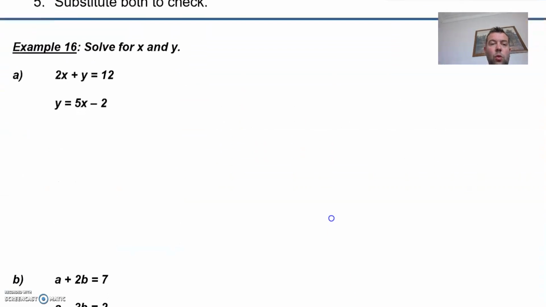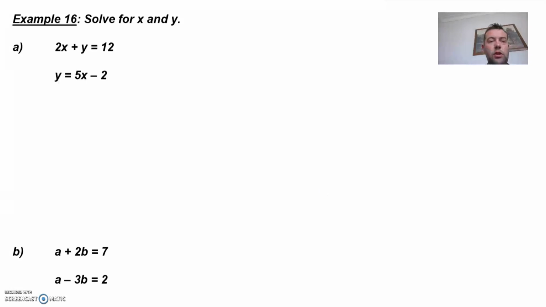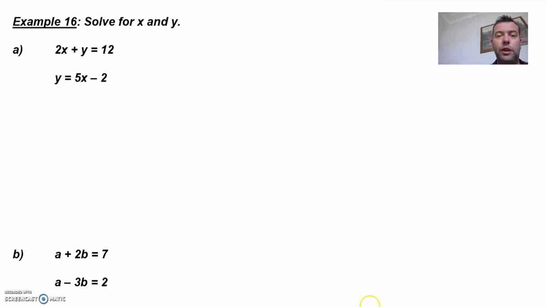So, we have two equations here, 2x plus y equals 12 and y equals 5x minus 2. Notice here that y is the subject of this equation. So that means that any time I have a y, I could say 5x minus 2 instead, because they are equal, they are the same thing. The advantage of doing that is then I will only have one variable in that equation, and I will have enough information to solve that.